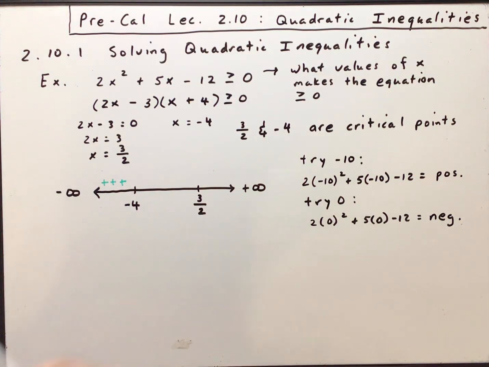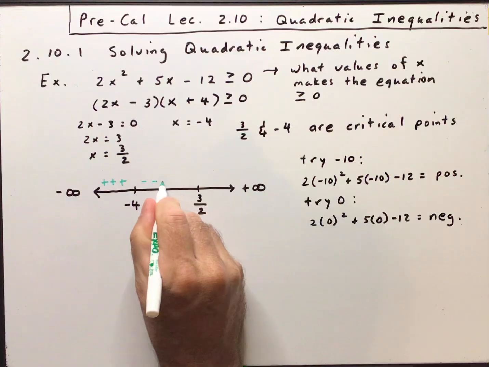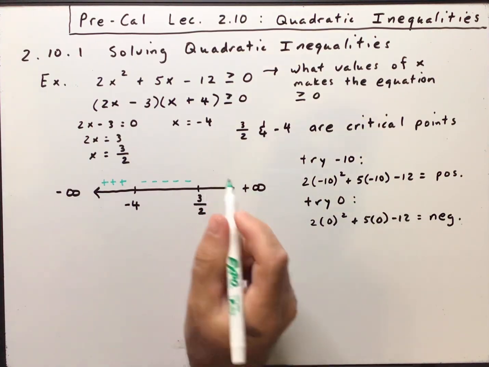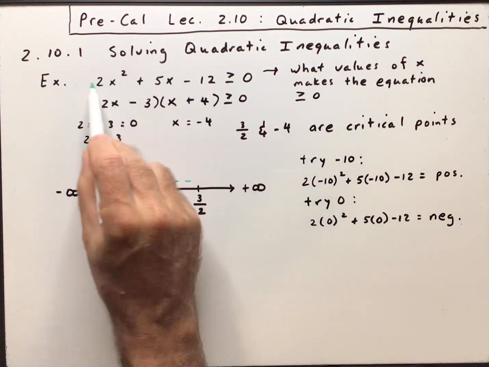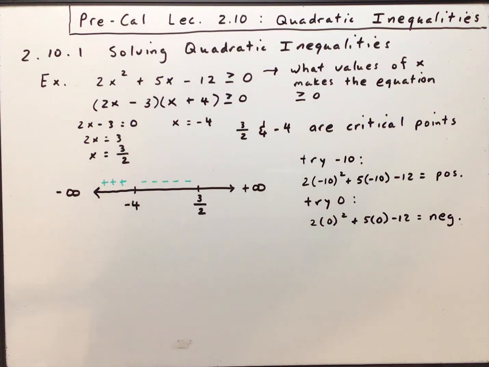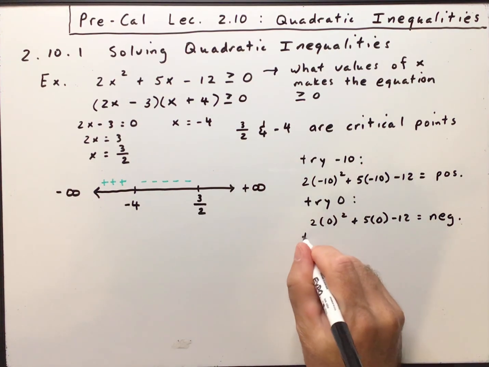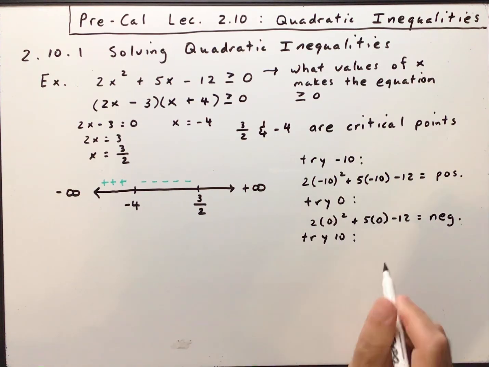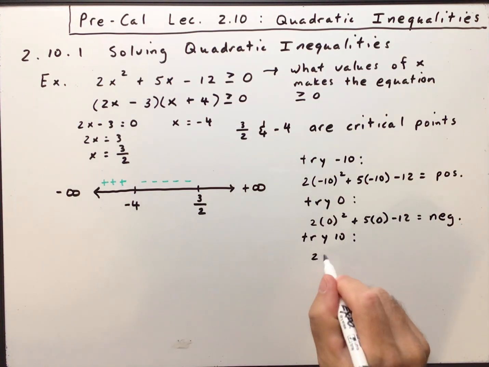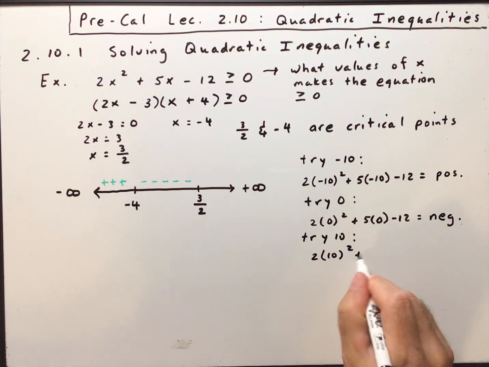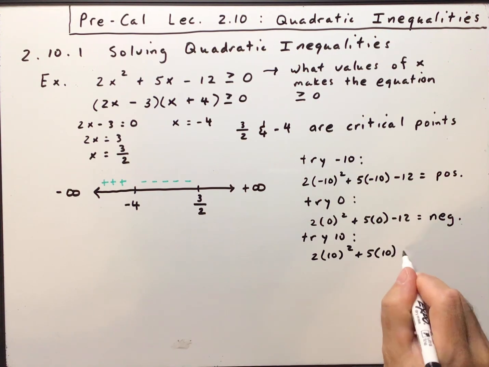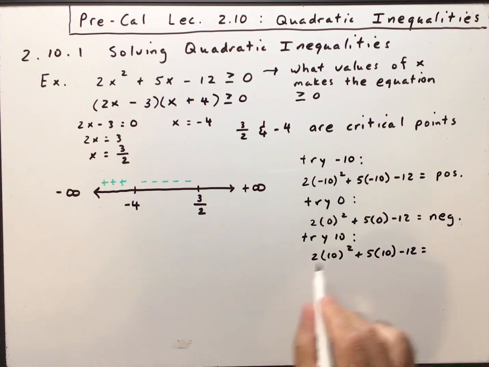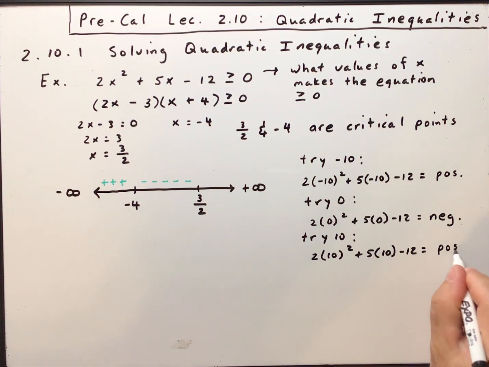Okay, so I'm going to write up on the top of this sign line, in this interval between negative 4 and 3/2, the original equation is negative when you plug those numbers in for x. And then a number greater than 3/2 that's easy to deal with. I like to do tens. You could do 1,000,000. So let's try 10. So I'd have 2 times 10 squared plus 5 times 10 minus 12. I know that answer is going to be positive.